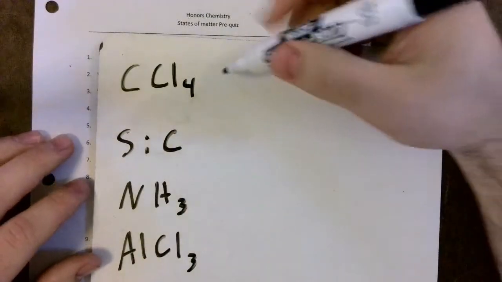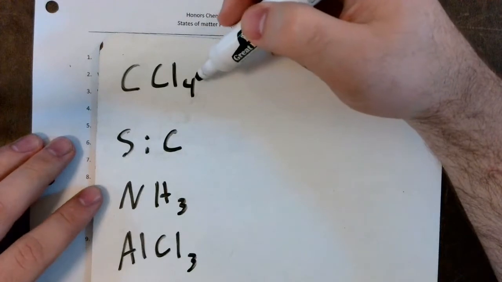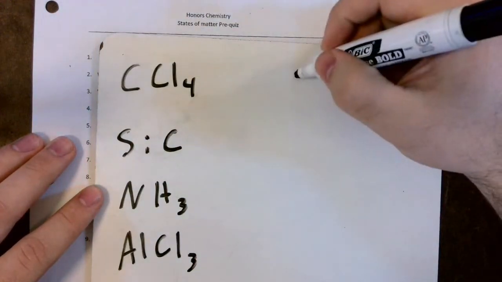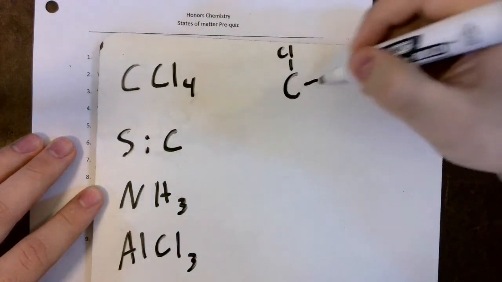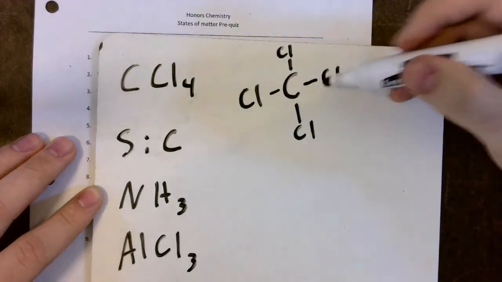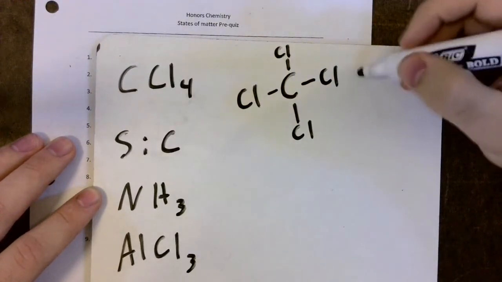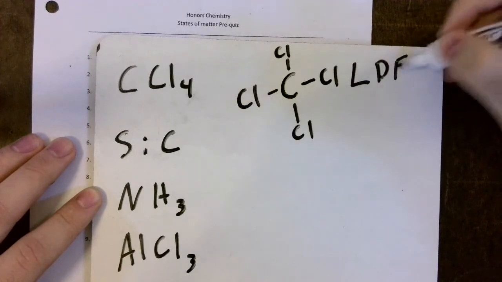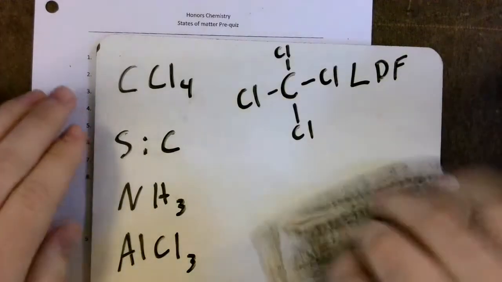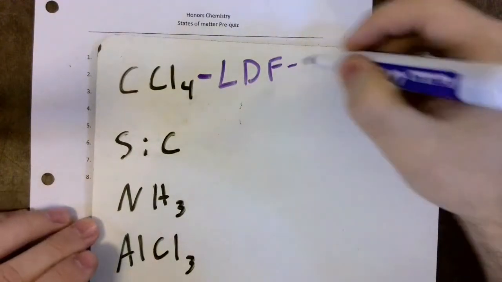What kind of intermolecular forces would CCl4 have? If I draw this out, carbon has 4 bonds, and all 4 of those are going to be taken up by chlorines. So this is going to be a molecular solid, and it's only going to have London dispersion forces, LDFs. Let's say London dispersion forces, molecular.